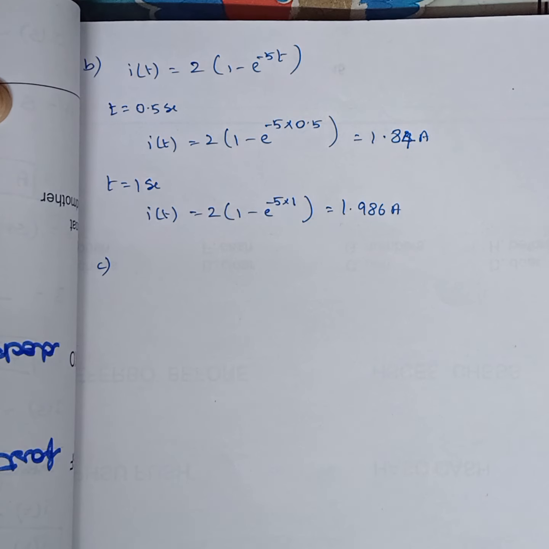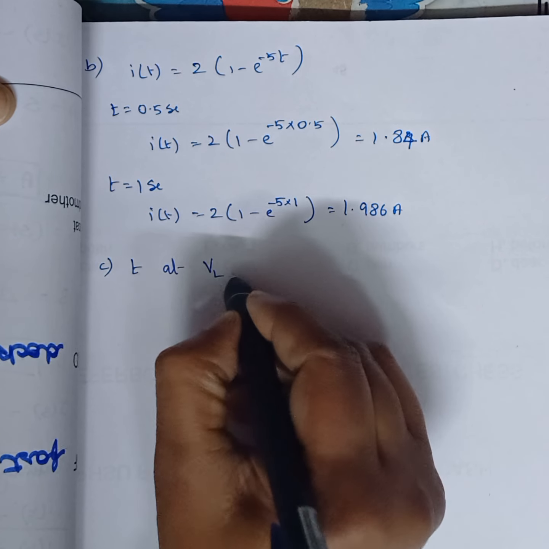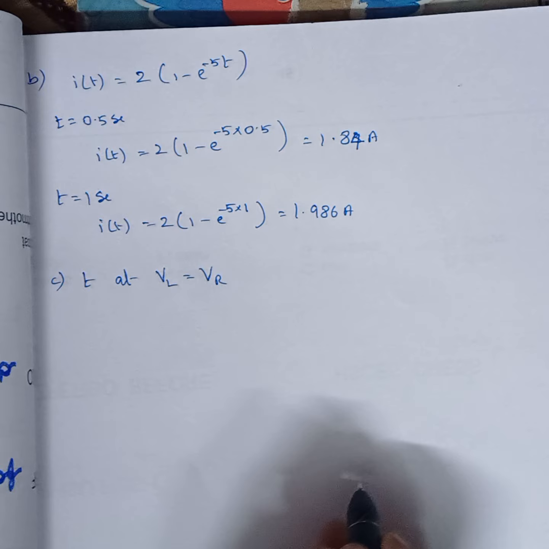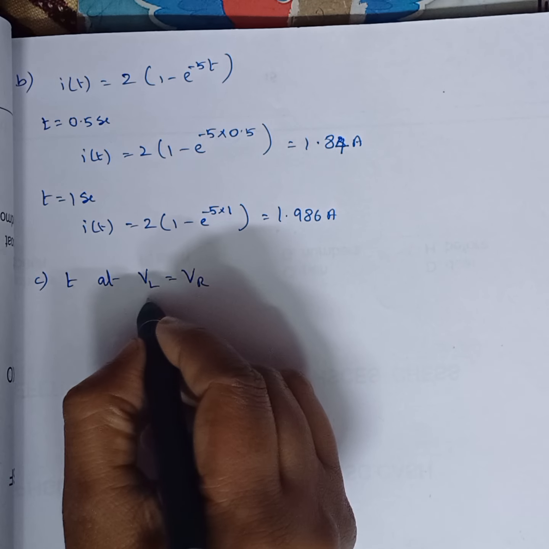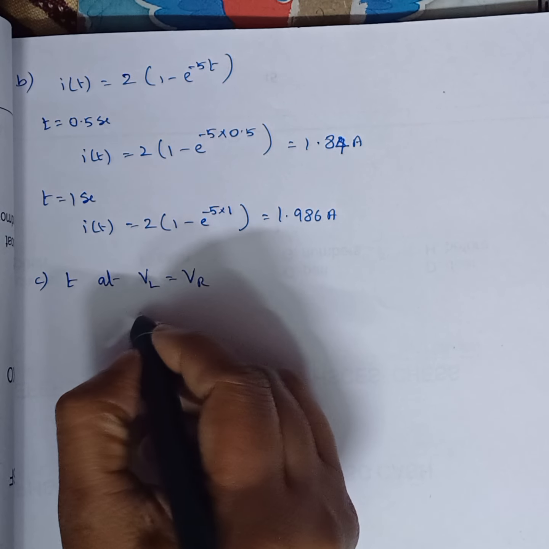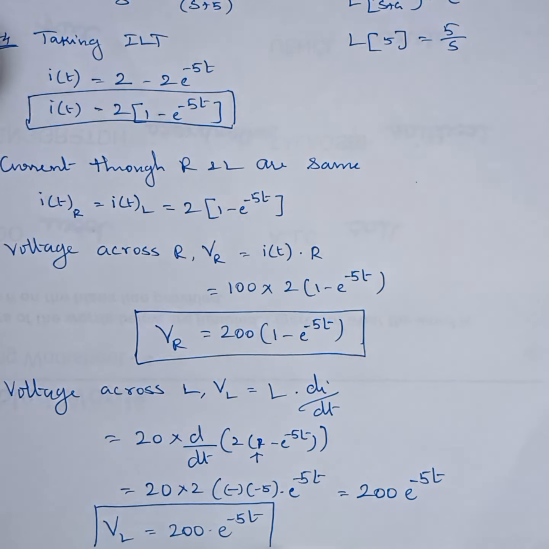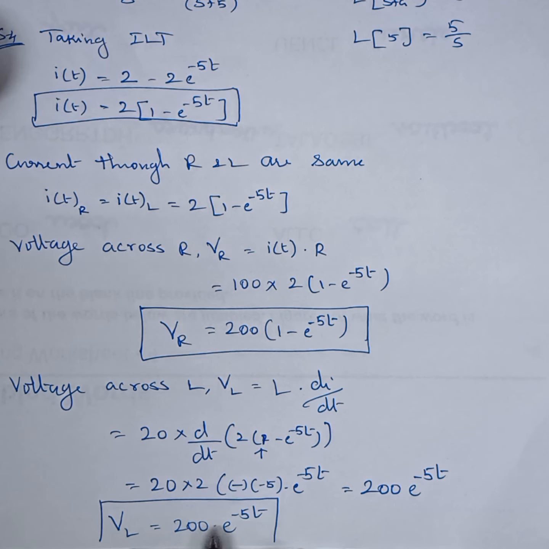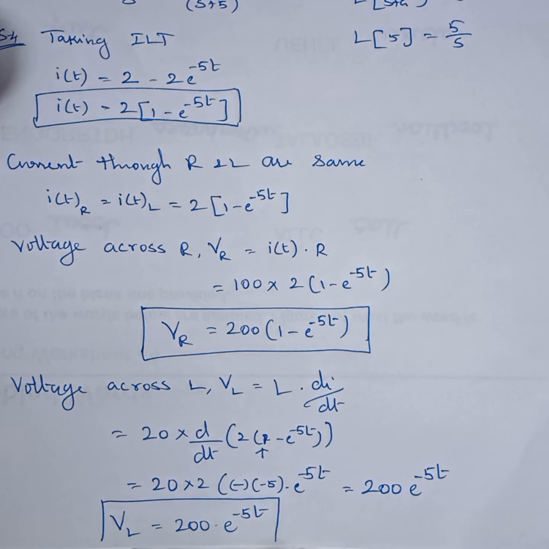Okay, so the third one, that is C. What is the C question? We have to find out the time at which VL, the voltage across the inductor, and the voltage across the resistor are the same. We have already calculated the voltage across the inductor and the resistor, correct? We have calculated VL as 200 e power minus 5t, VR is 200 (1 minus e power minus 5t).